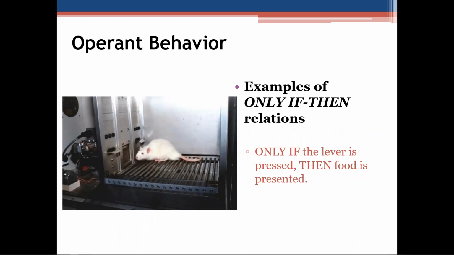So examples of only-if-then relationships. Only if the lever is depressed or pushed, then food is presented. So this is a rodent in a typical operant chamber. You'll read about operant chambers in your reading. Only if this lever gets pushed down will the food be delivered. So we would say that food is contingent on lever pressing. The contingency here is that to get the food, they need to press the lever. That's the if-then statement.